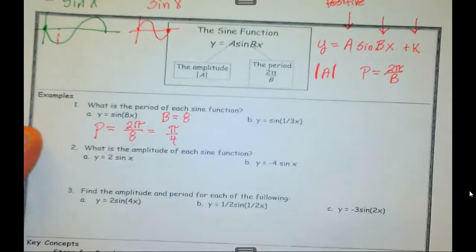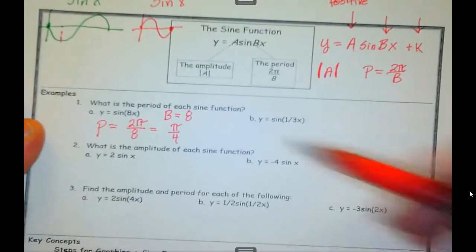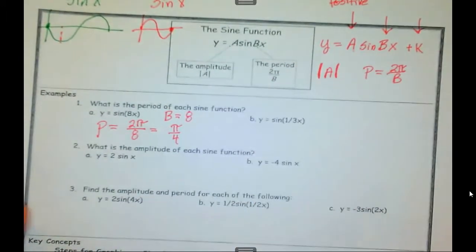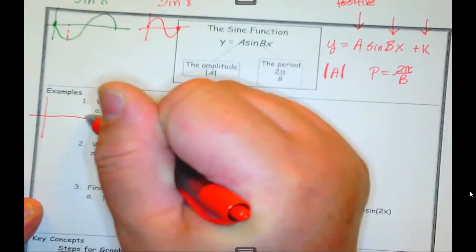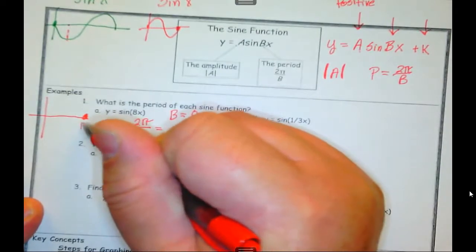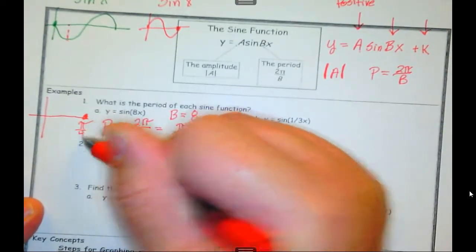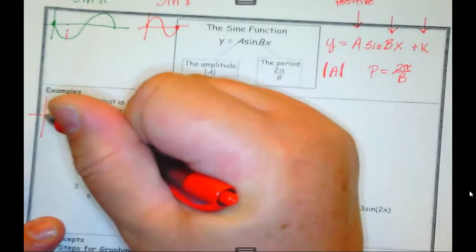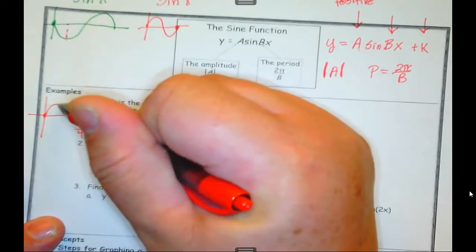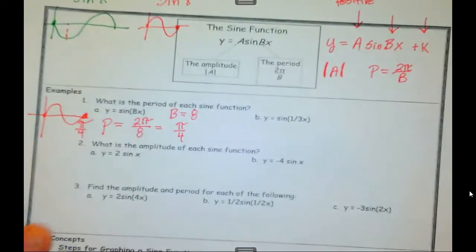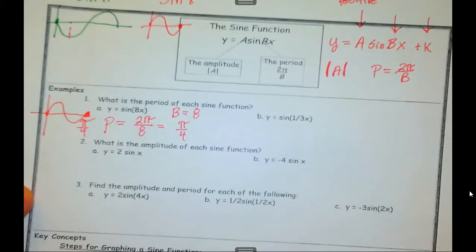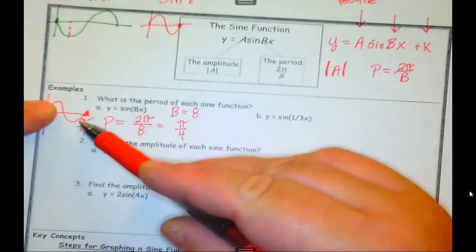Well, what does the period mean again? If I was to graph this, and we will graph this in a minute, that means my period ends at pi over 4. So somehow I'm going to have to fit that sine function in that period. Okay? We're going to be doing this in about 5 minutes.